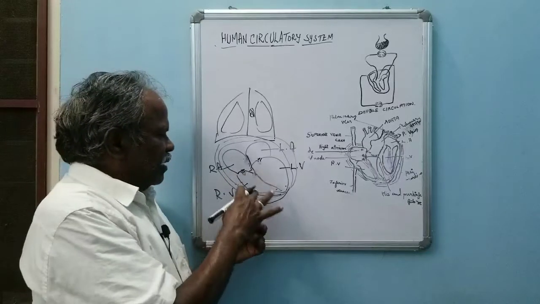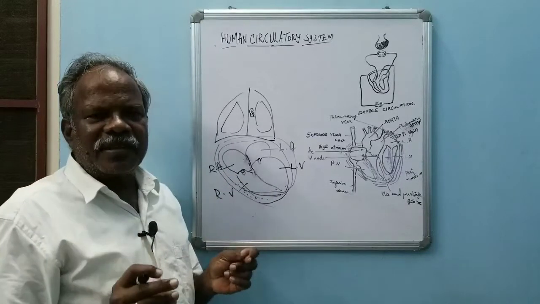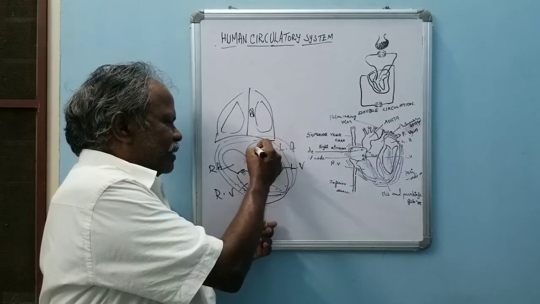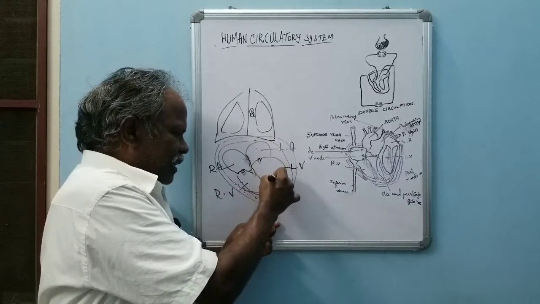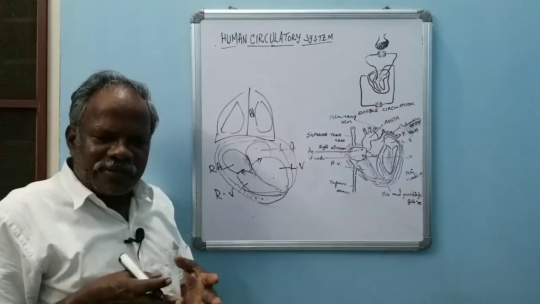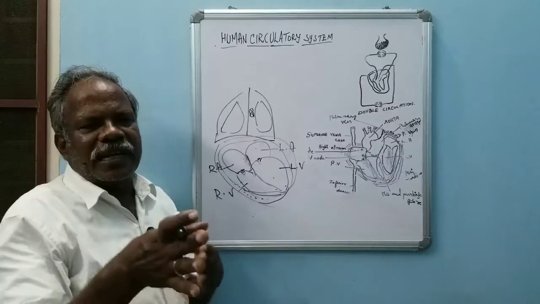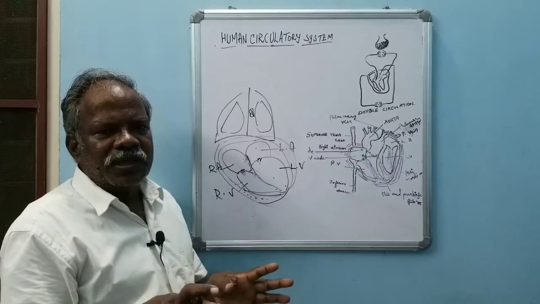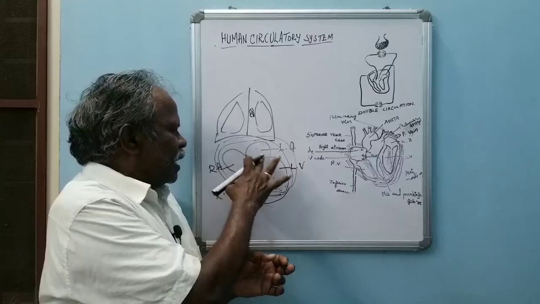So the function of the valve is, when the blood from the auricle enters the ventricle, there should be no backflow. A valve will always allow flow in one direction. That is the purpose of a valve. So this is with regard to the apertures.